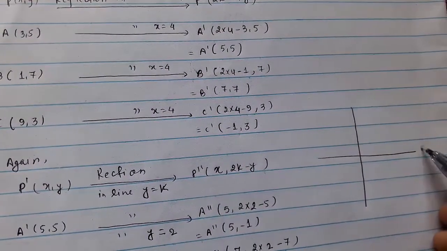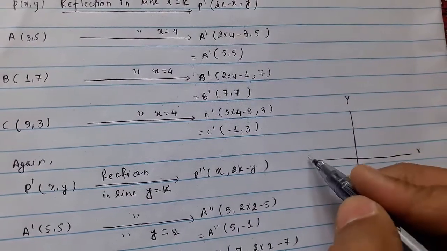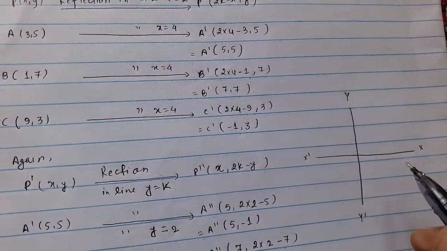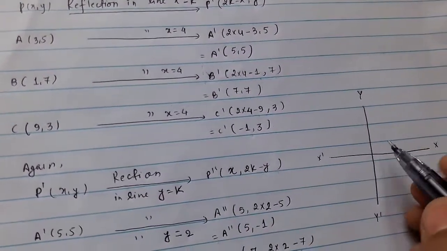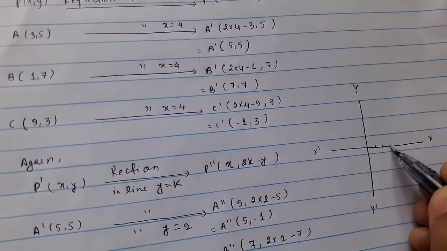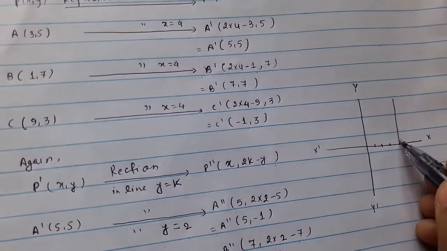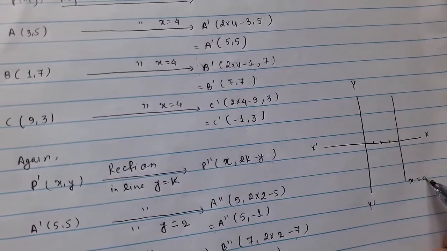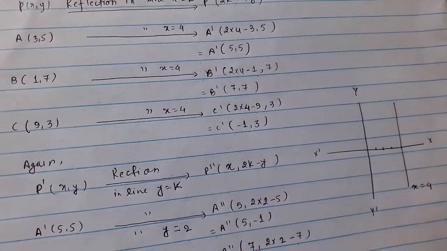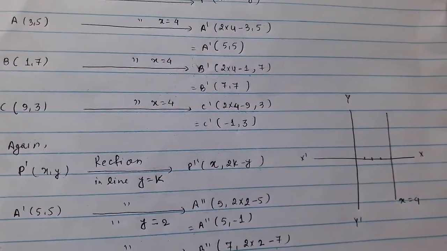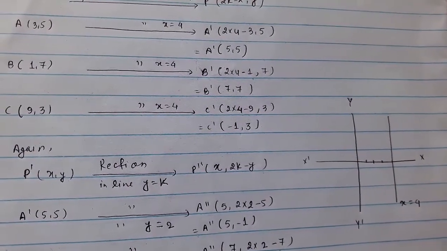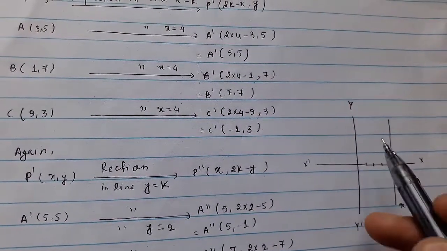So this is your x-axis, this is your y-axis. We need to draw the x equal to 4 line: 1, 2, 3, 4. Suppose this is your x equals 4. This is the axis of reflection. It works like a mirror for the objects, so that we get images.